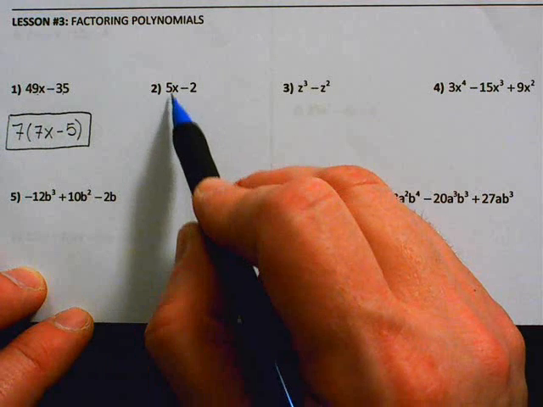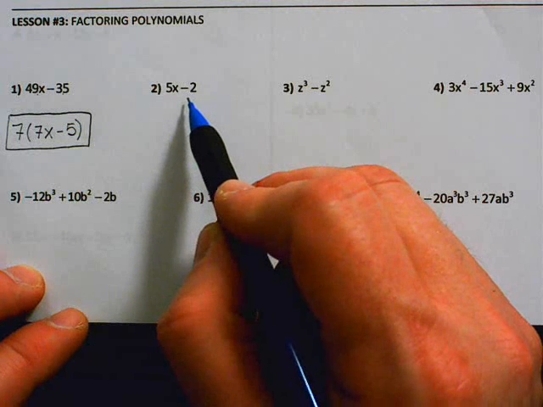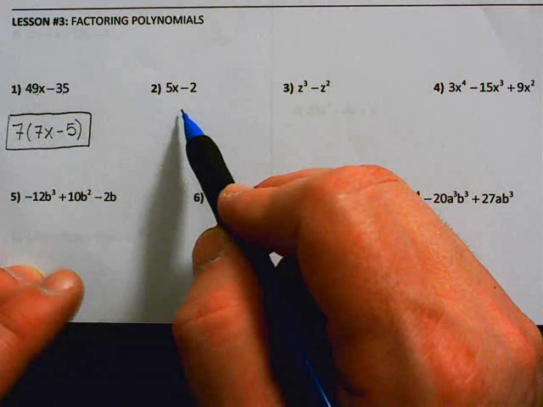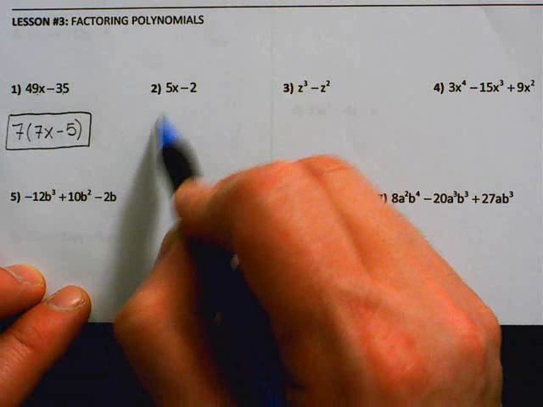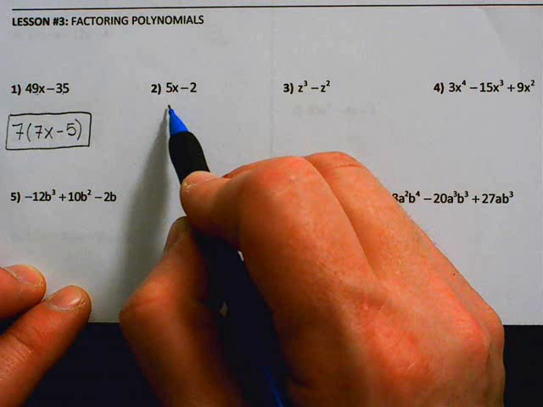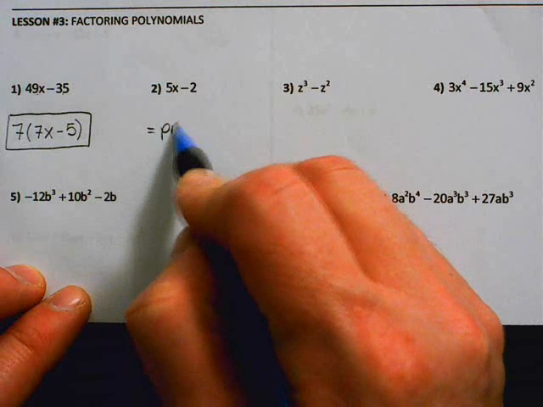The next problem, I asked myself, what can I factor from 5 and 2 other than the number 1? The number 1 we usually don't care about for these types of problems. So basically here I cannot factor out a number from both of them. So basically this is called prime.